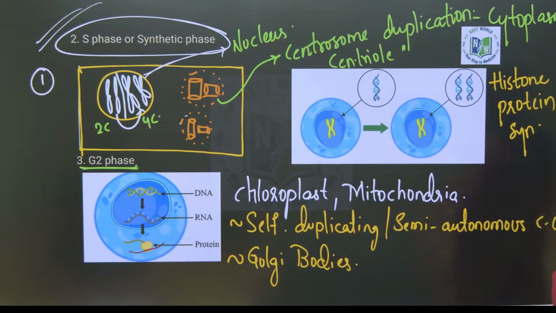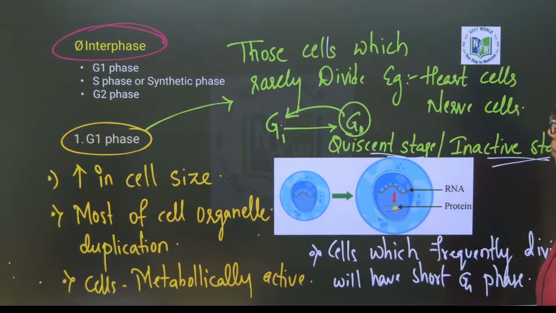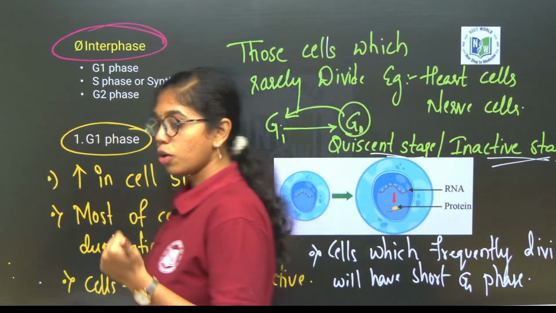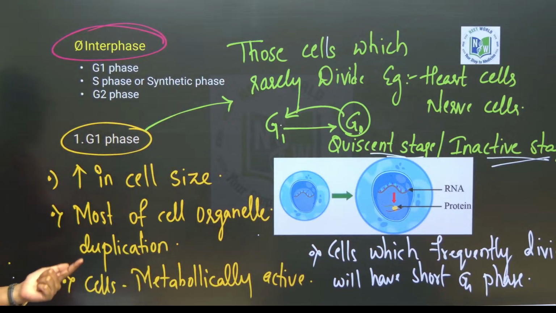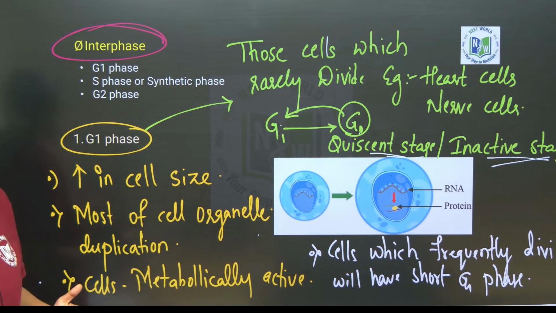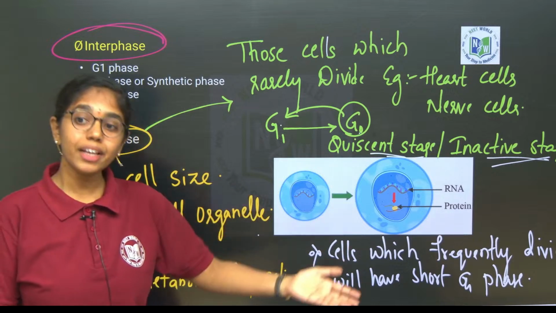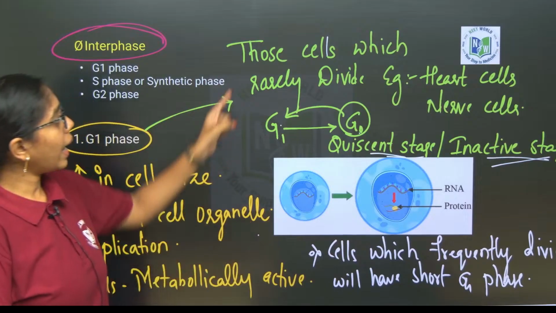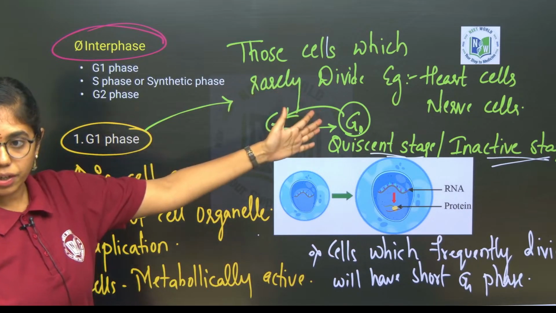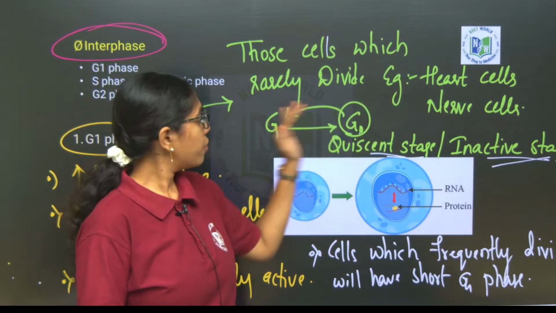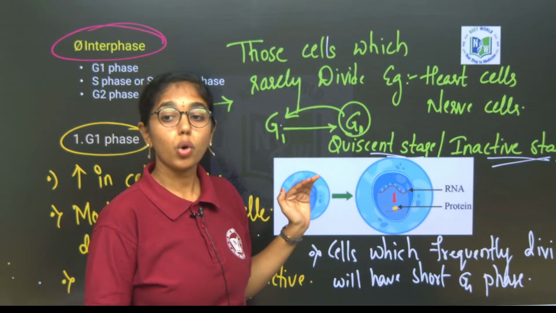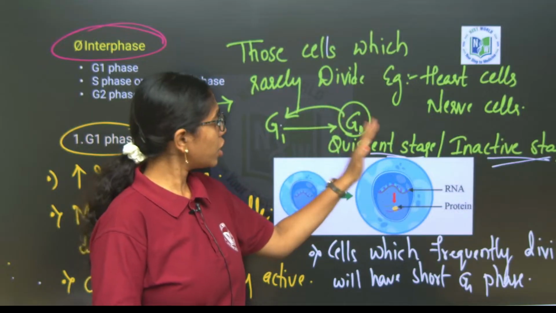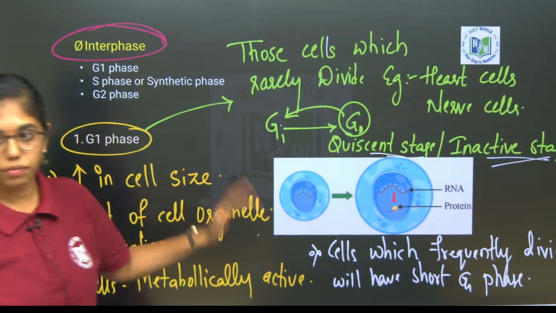Shall we recollect the events? G1 phase, what happens? Increase in cell size. Most of the cell organelle duplication happens and cells are metabolically active. For frequently dividing cells, G1 stage will be of shorter time, and for those cells which rarely divide, for example heart cells and nerve cells, from G1 stage they will move to quiescent stage or G0 stage or inactive stage. From G0 they can move back to the G1 phase.